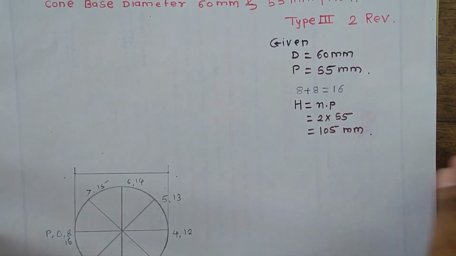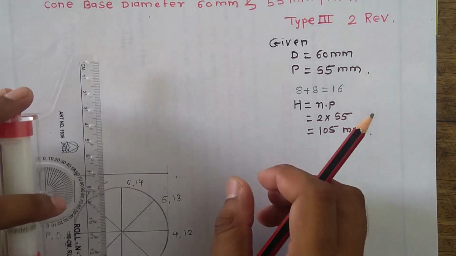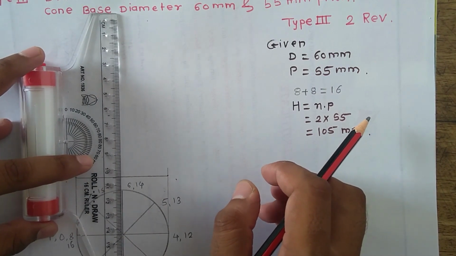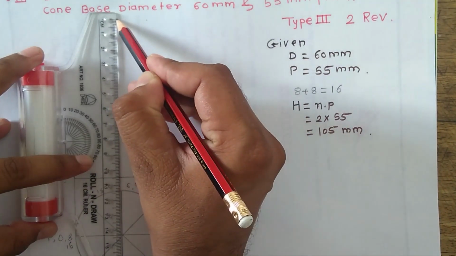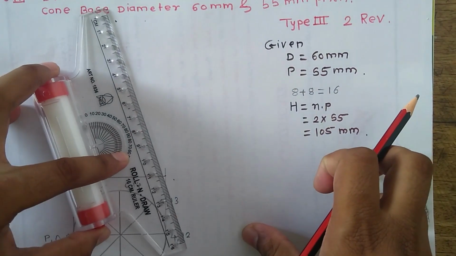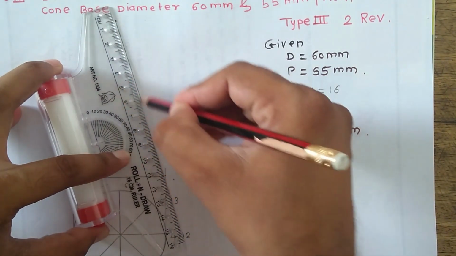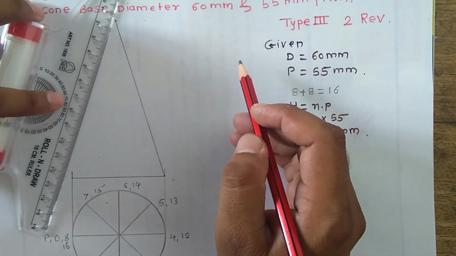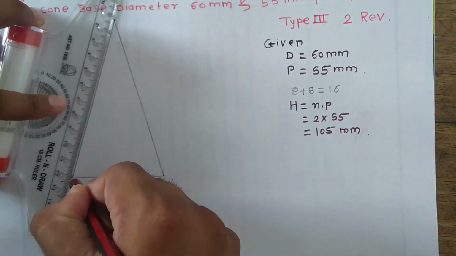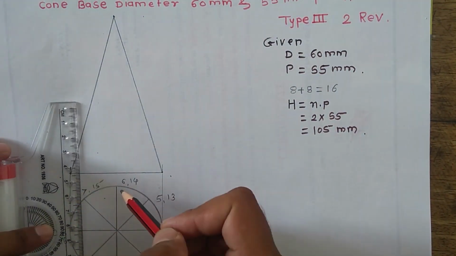Okay, so here with the help of a scale I will draw that height, and here I have marked the apex, and that apex point we have to join with the help of a generator. So here I have joined this generator. This is the second generator. Now we have to transfer all the points into the front view.